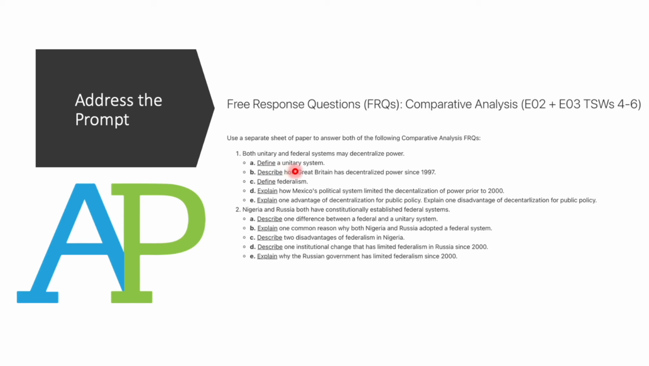So, define a unitary system. You would write, a unitary system is. Describe how Great Britain has decentralized power since 1997. You would write, Great Britain has decentralized power since 1997 by, so on and so forth. Please also structure your answers as you see them in the question. So if there are sub-questions, then also label your sub-answers accordingly with A, B, C, D, and so on. If possible, also skip a line between each sub-answer to make it easier for the person grading your answers to read those and really assess them properly.